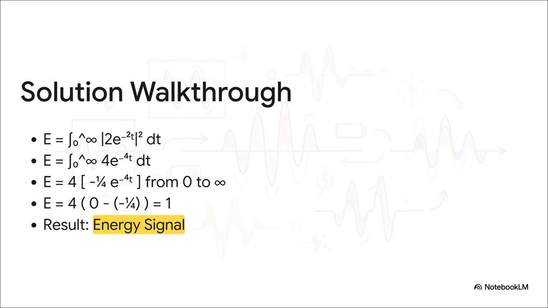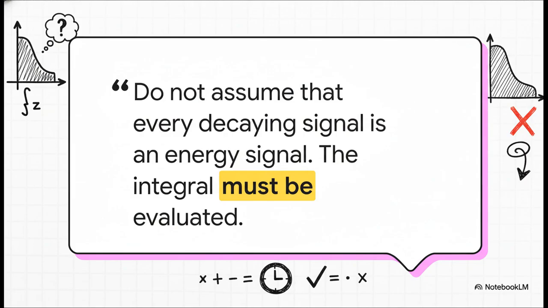So how'd you do? And that leads us to a really important warning, and this is taken straight from your course book. It can be super tempting to see a signal that's decaying towards 0 and just assume, oh, that's an energy signal. But that is not always true. Some signals actually decay too slowly, and their energy integral might not converge to a finite number. So the main takeaway here is you have to do the math. Always evaluate the integral to be certain.